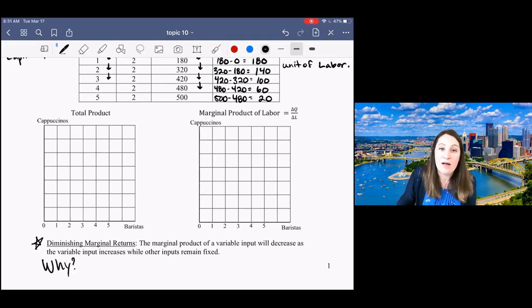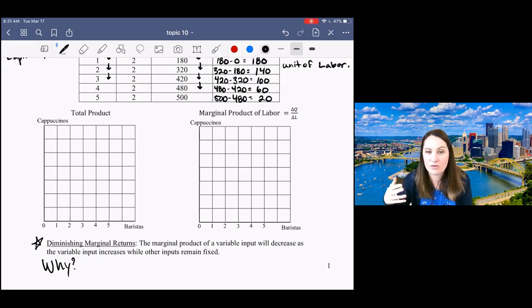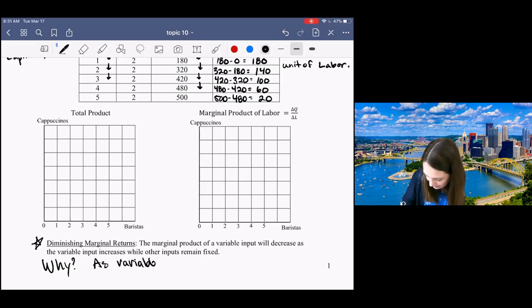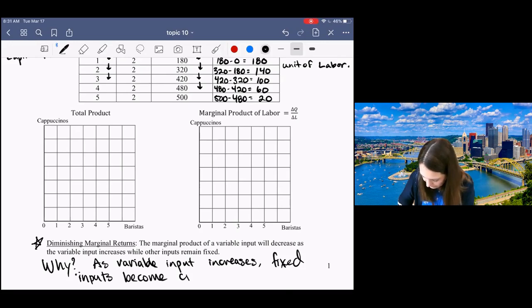Why is that? Well, in the context of our coffee shop, this makes sense. If you only have 2 espresso machines, then eventually those espresso machines will get crowded as you hire more and more workers. This is true actually for any production process. As the variable input increases, fixed inputs become crowded.